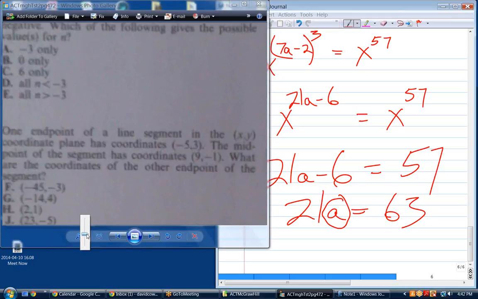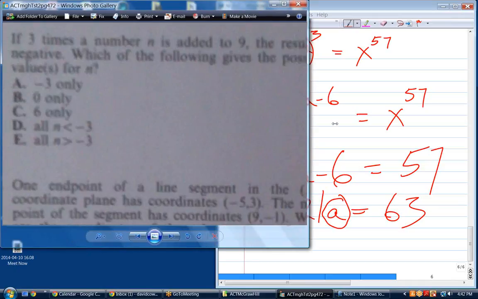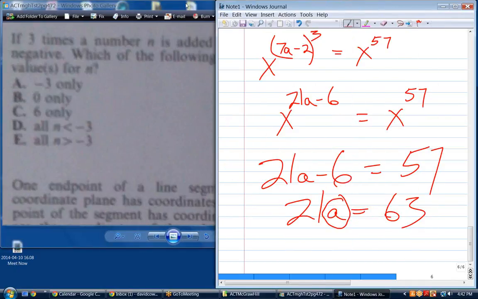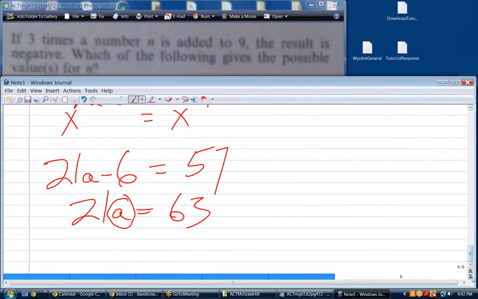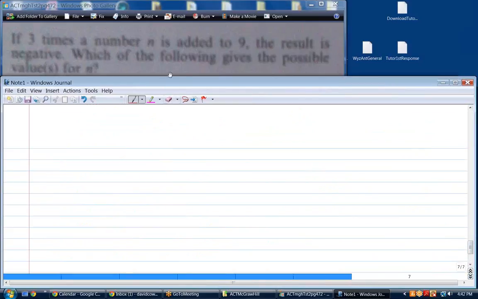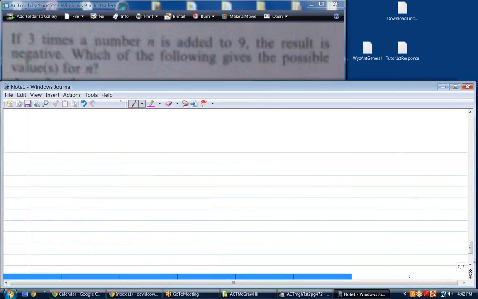Blow this up a little bit. Actually, I can. Let's do it like this. Now, I've covered up the answers purposefully because I want to work through the algebraic solution of this. If 3 times a number, n, is added to 9, the result is negative. Which of the following gives possible values for n?